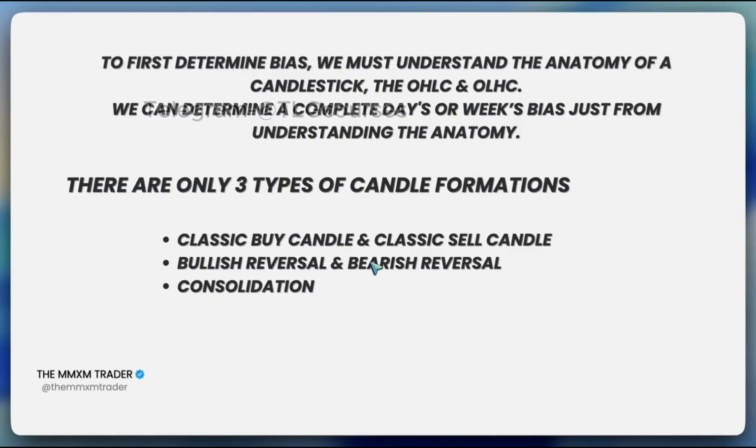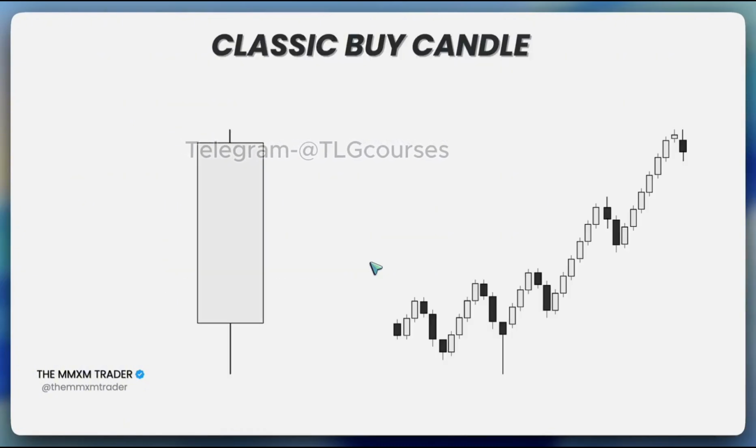There are only three types of candle formations: classic buy candle, classic sell candle, bullish reversal candle, bearish reversal candle, or a doji, an indecisional candle. Okay, so this is what a classic buy candle would look like, the big one-sided candle. We open here, we trade lower into a key level, run some stops, and then we're just bullish until the end of the day, where we make a small retracement to create the open, low, high, close.